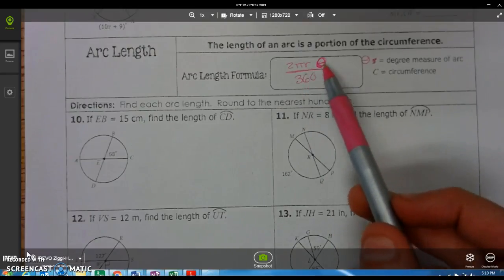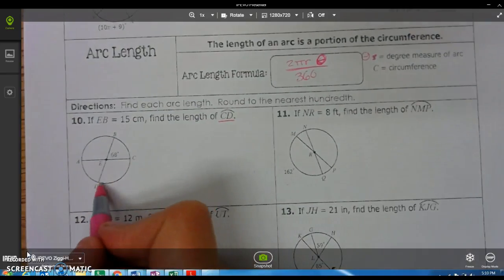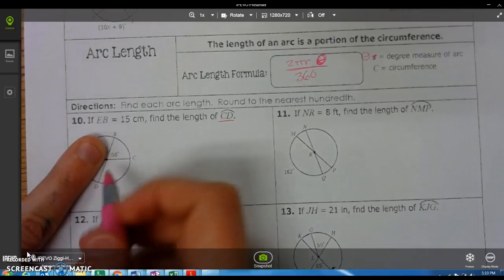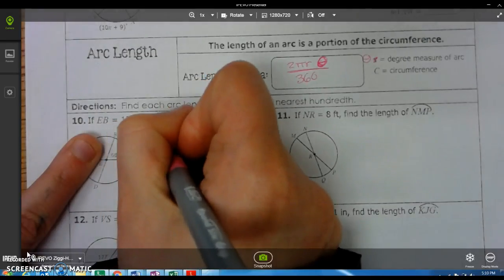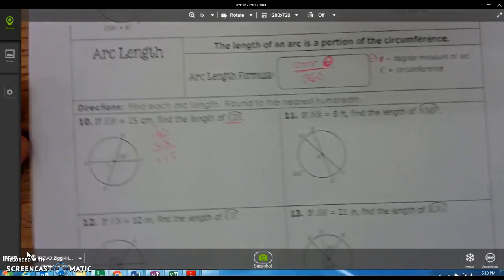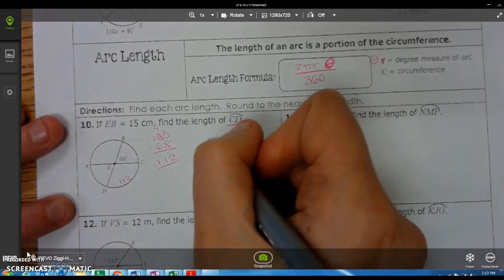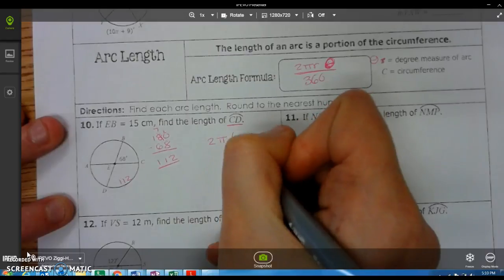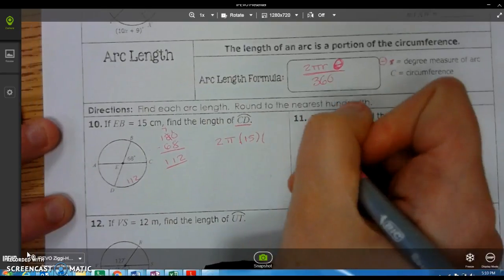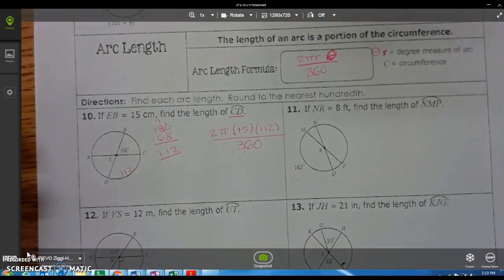So for this, all you have to do is start plugging in. So if I want CD, I come over here and I look at CD. Well, they didn't give me CD, but they gave me 68. So all I have to do is say, this is half a circle, subtract 180 minus 68 is 112. This is going to be my theta because I'm doing CD. And then you just plug in. So 2 times pi. EB is already the radius, 15 times 112. And then I divide by 360. Put that in the calculator and you're going to get your answer.